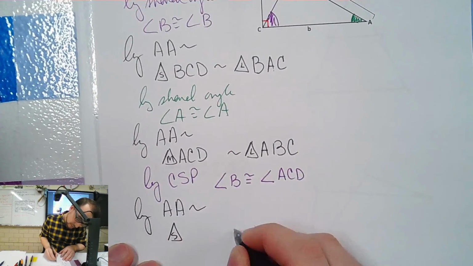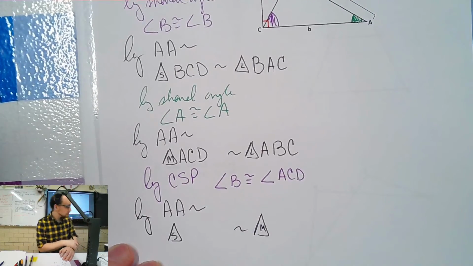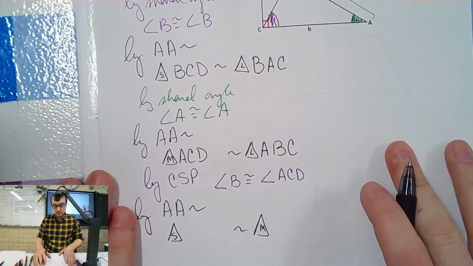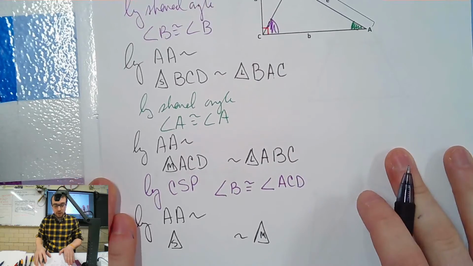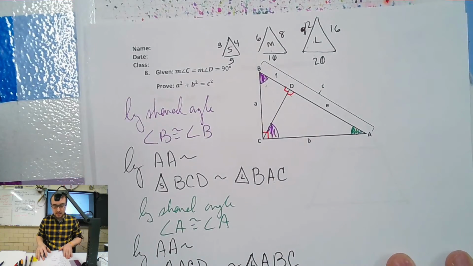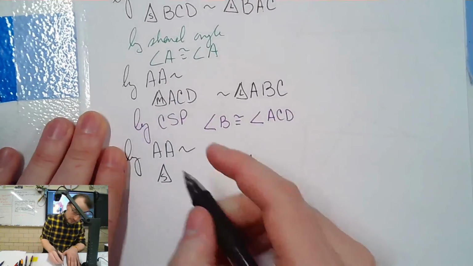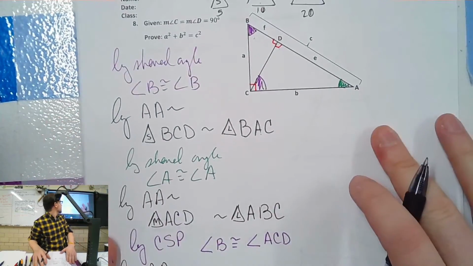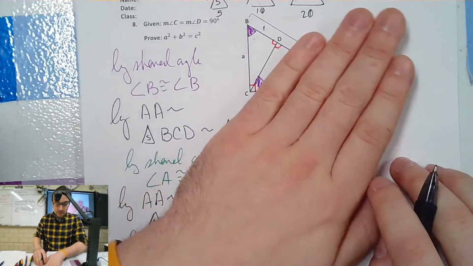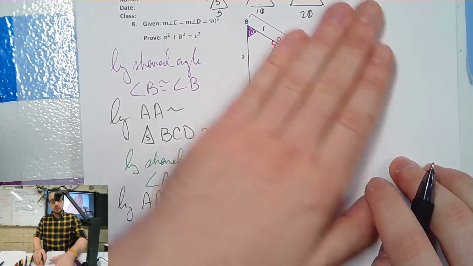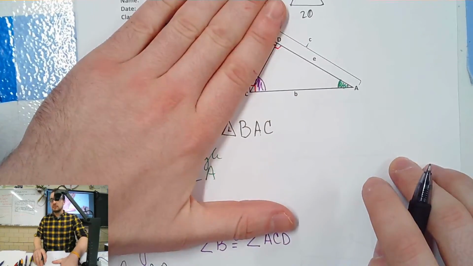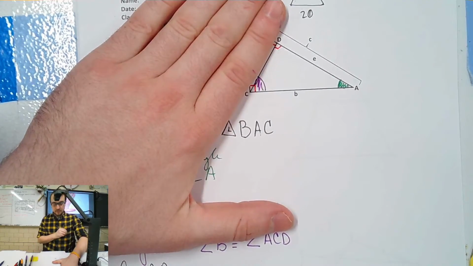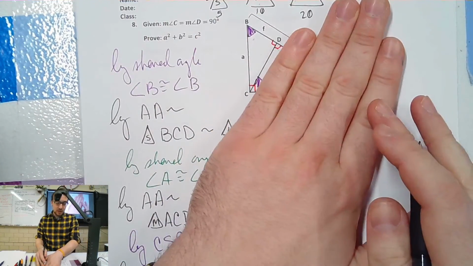Small triangle, similar to medium triangle. Small triangle, I'm going to call it BCD, alphabetical order. B on the small triangle is the purple angle, right? What's the purple angle on the medium triangle? C. So write C.